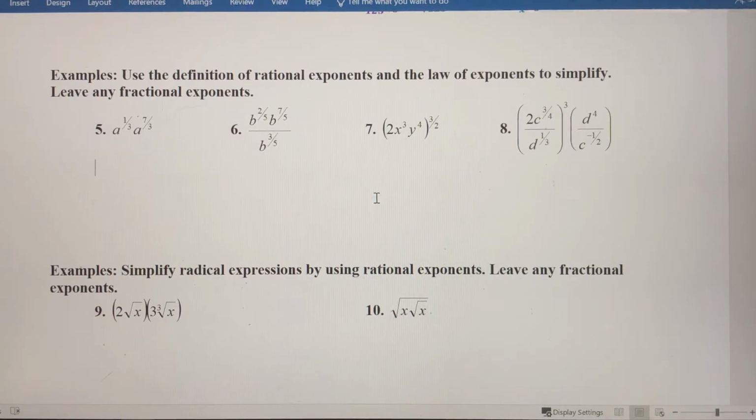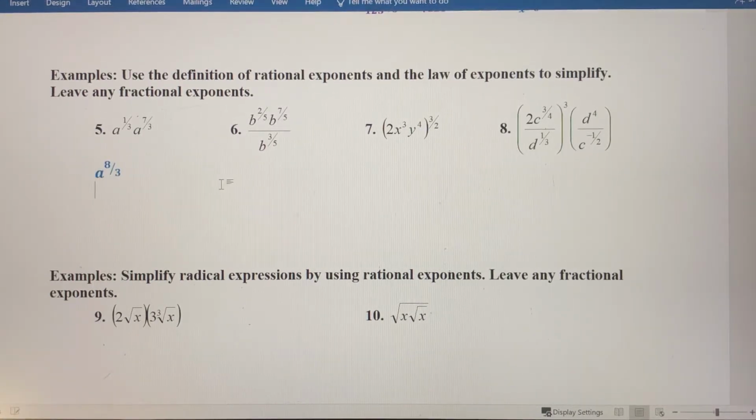So in number 5, we've got the same base a, and we've got both those to a rational power, 1/3 and 7/3. If you'll remember, if we've got base times base and they're the same, we can add those exponents. So I can add 1/3 and 7/3, and I get 8/3. We're going to leave fractional exponents, so that's a to the 8/3.